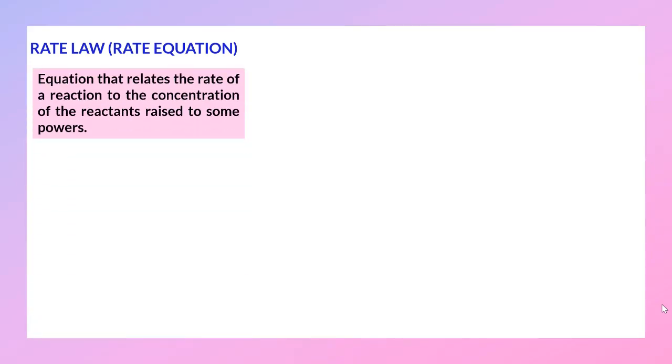It is an equation that relates the rate of a reaction to the concentration of the reactants raised to some power. Alright, for example, I have this general equation: a mole of A reacts with b mole of B produces c mole of C and d mole of D. So how does the general rate equation or general rate law look like?